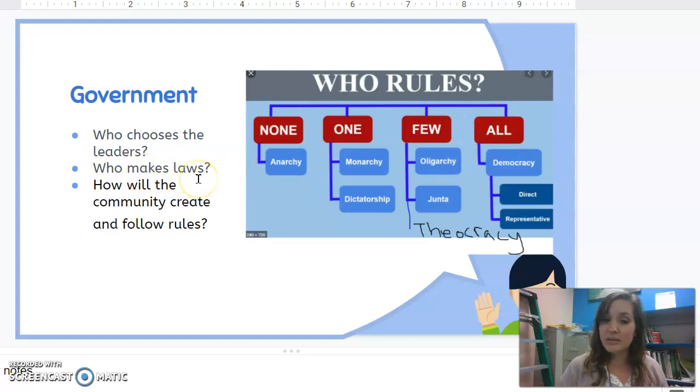Who's going to make the laws? How will the community create and follow rules? All right, so these are great questions, and I will give you your assignment next week, but this is just to get your brain thinking about how you're going to design your country.